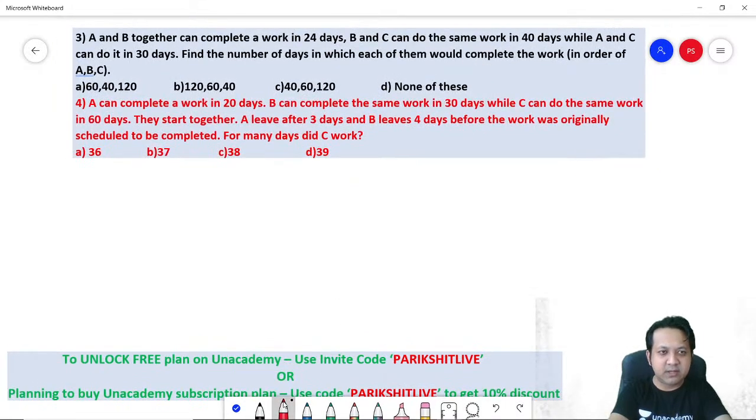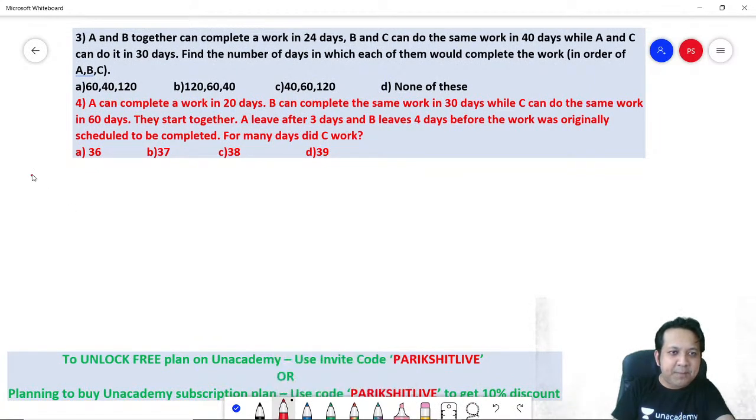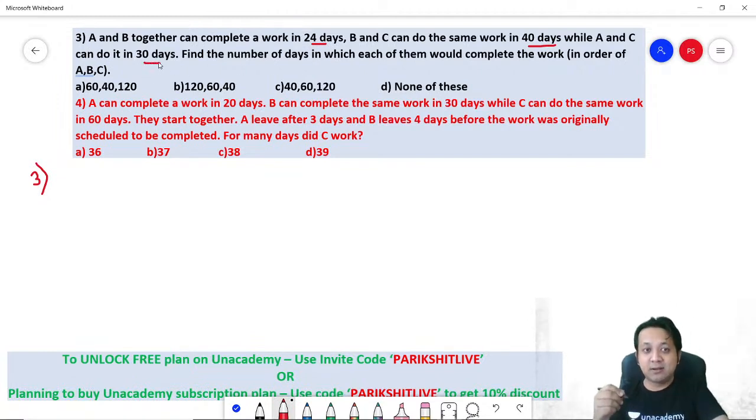Okay, let's look at number 3. A and B can complete a work in 24 days. B and C can complete the work in 40 days, while A and C can do it in 30 days. Find the number of days in which each of them would complete the work.